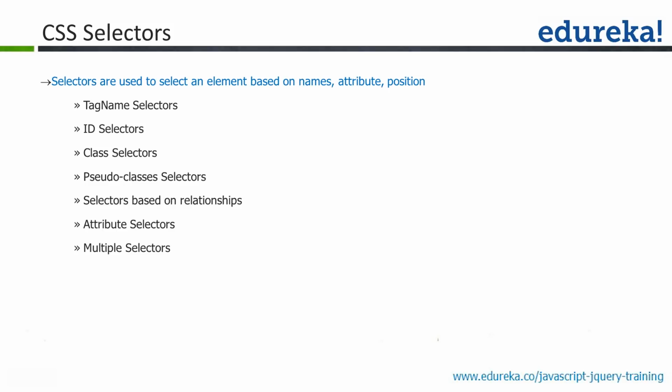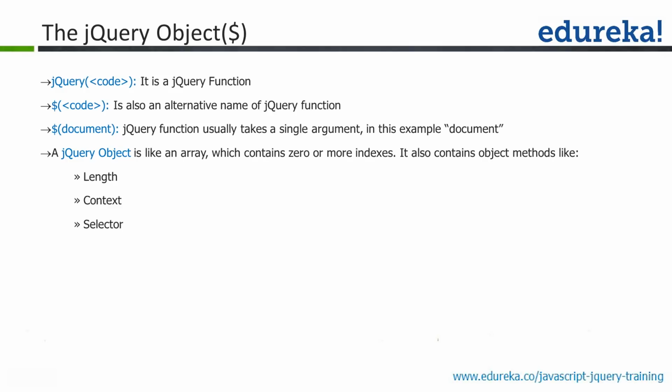There are pseudo class selectors, there are selectors based on relationships, that is the parent-child relationship. Then there are attribute based selectors, and then there are multiple selectors as well. So for now, I think we can focus on the top three, that is tag, ID, and class. But I think even selectors based on relationships tend to be commonly used as compared to the other ones.